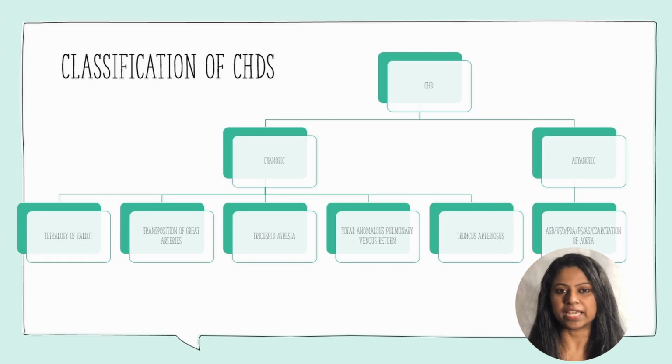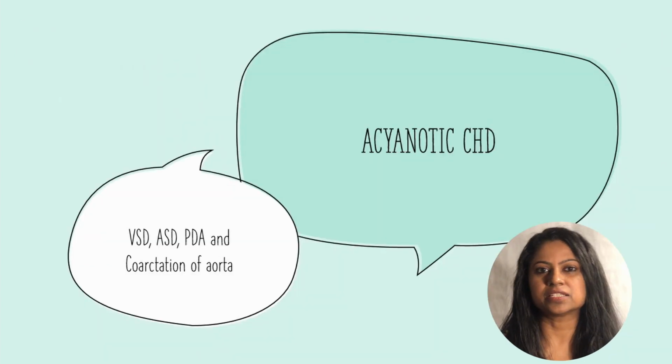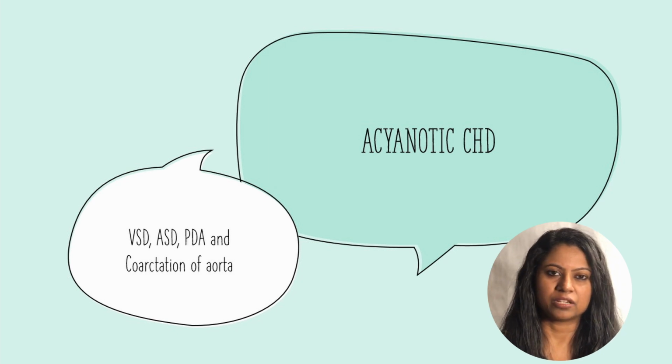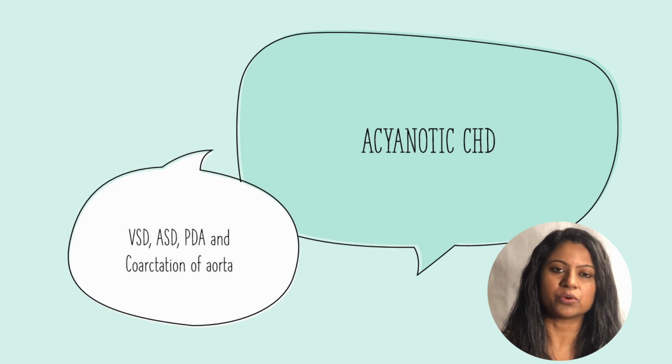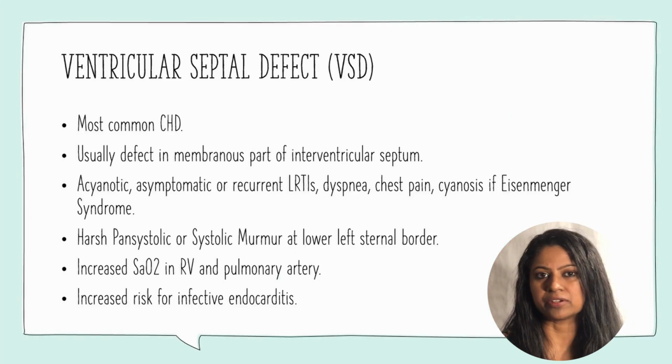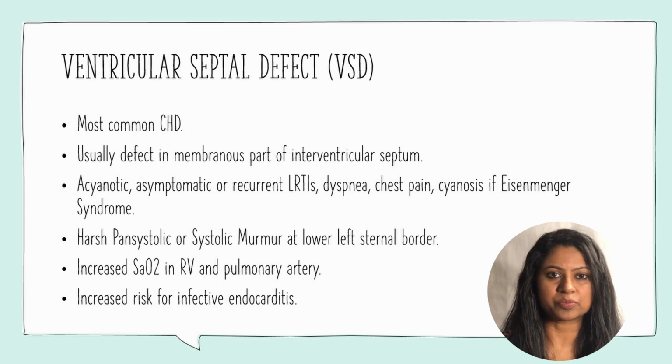The important acyanotic congenital heart disorders are atrial and ventricular septal defects, patent ductus arteriosus, and coarctation of aorta. Let's discuss the acyanotic congenital heart diseases first. Ventricular septal defect is the most common congenital heart disease. In most cases of ventricular septal defect, the defect is in the membranous portion of the interventricular septum.